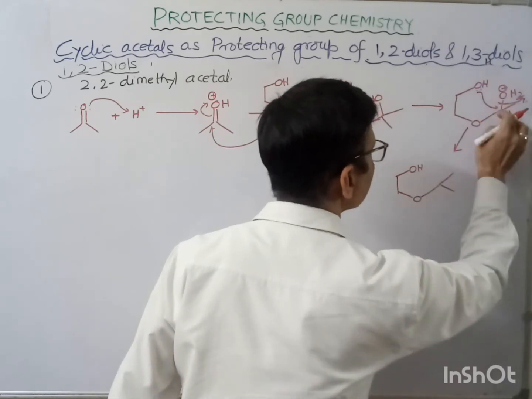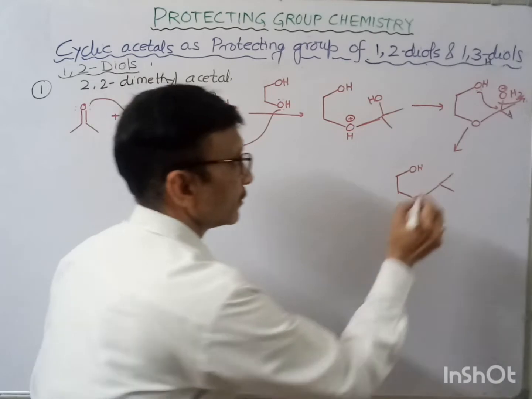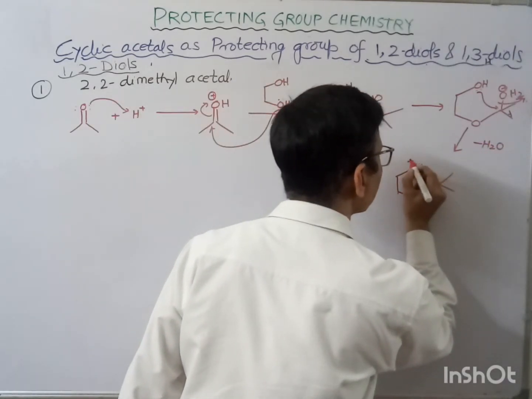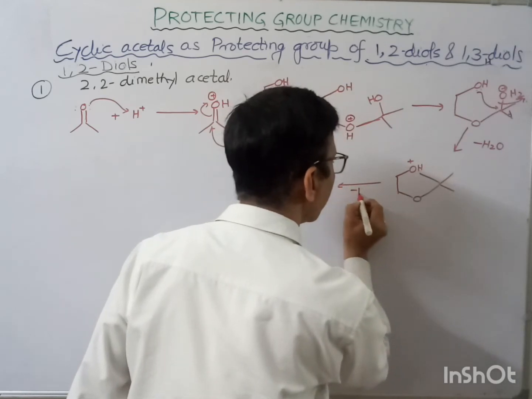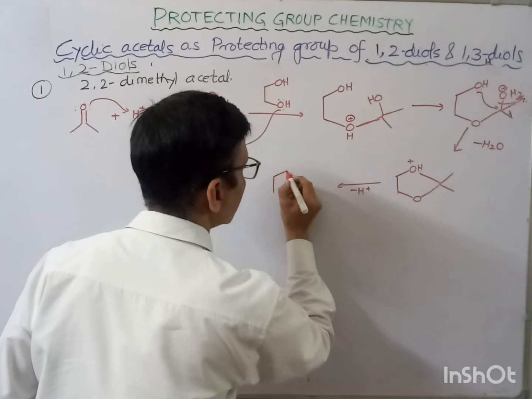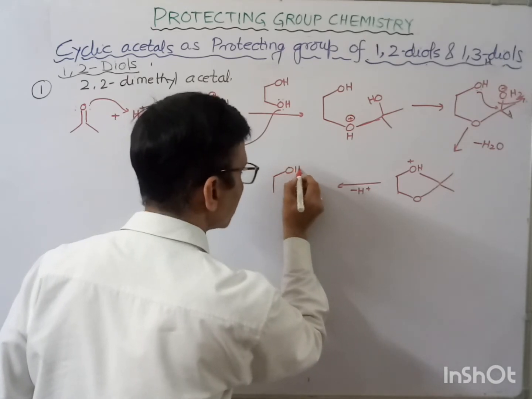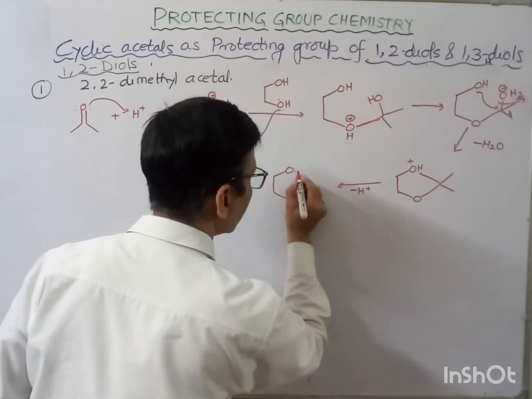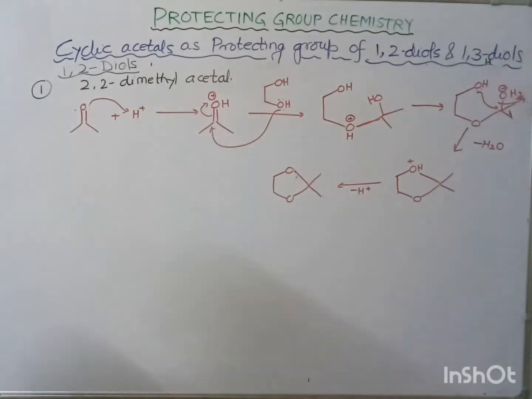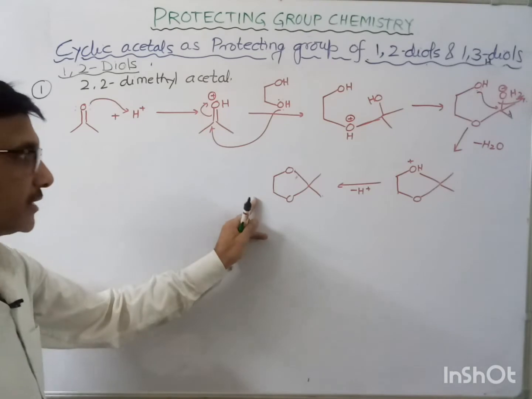First of all, this positive charge will be created, and we will have a positive charge over here and H plus is removed. The catalyst is removed in the next step. Okay, so we have a dimethyl acetal. So this is dimethyl acetal, cyclic acetal.